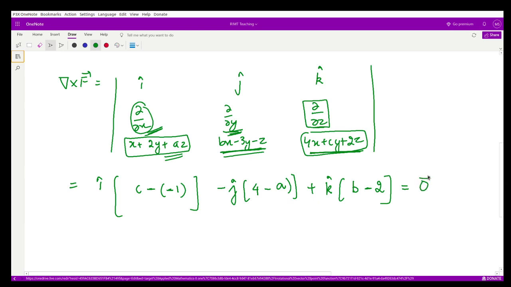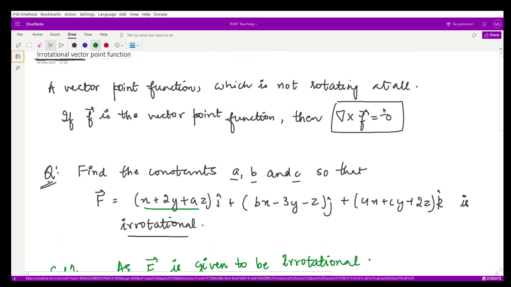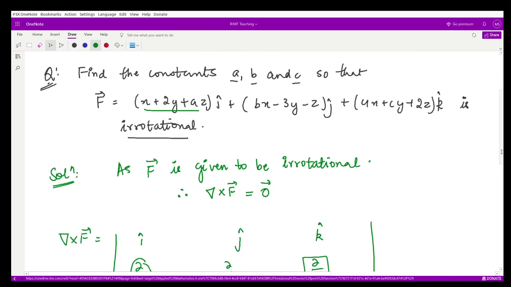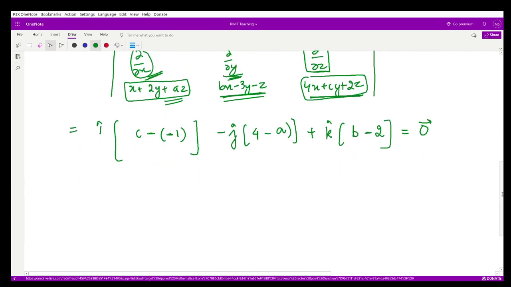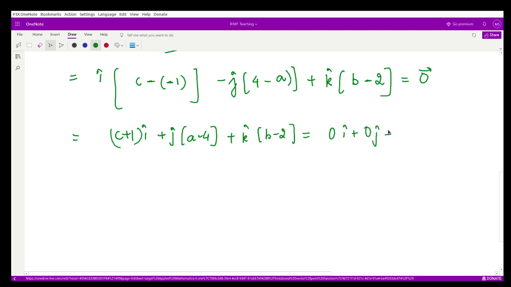Now this is equal to the 0 vector. Here it is not exactly 0, it is equal to the 0 vector. Why? Because whenever you take the curl of a vector, it results in a vector quantity. Okay, so when you solve this, you will have c plus 1 i cap plus a minus 4 j cap plus b minus 2 k cap. Now this is equal to the 0 vector, which is 0 i cap plus 0 j cap plus 0 k cap.